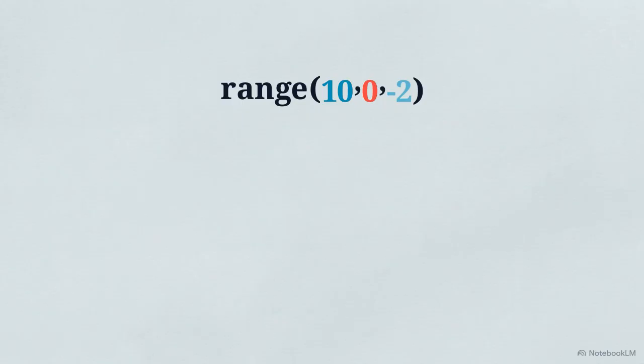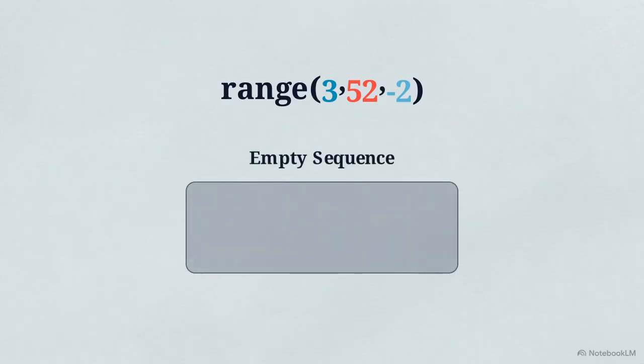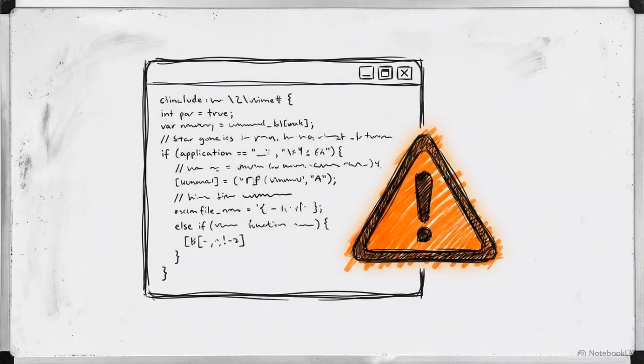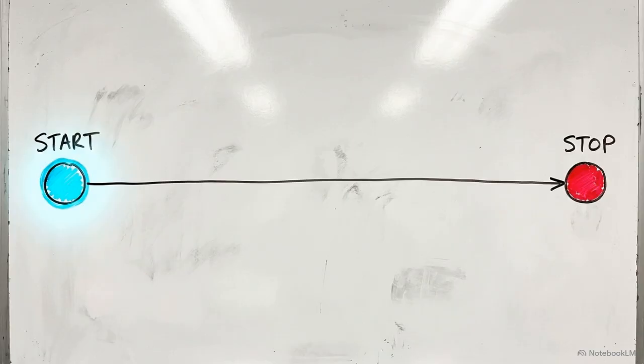If you provide an invalid bound, such as starting at 3 and stepping backward toward 52, Python resolves to an empty sequence, so the loop never begins. This silent skipping can be difficult to debug, as the program continues running without a formal crash report. Definite loops provide baseline safety because the sequence boundaries and pointers are pre-calculated before execution.